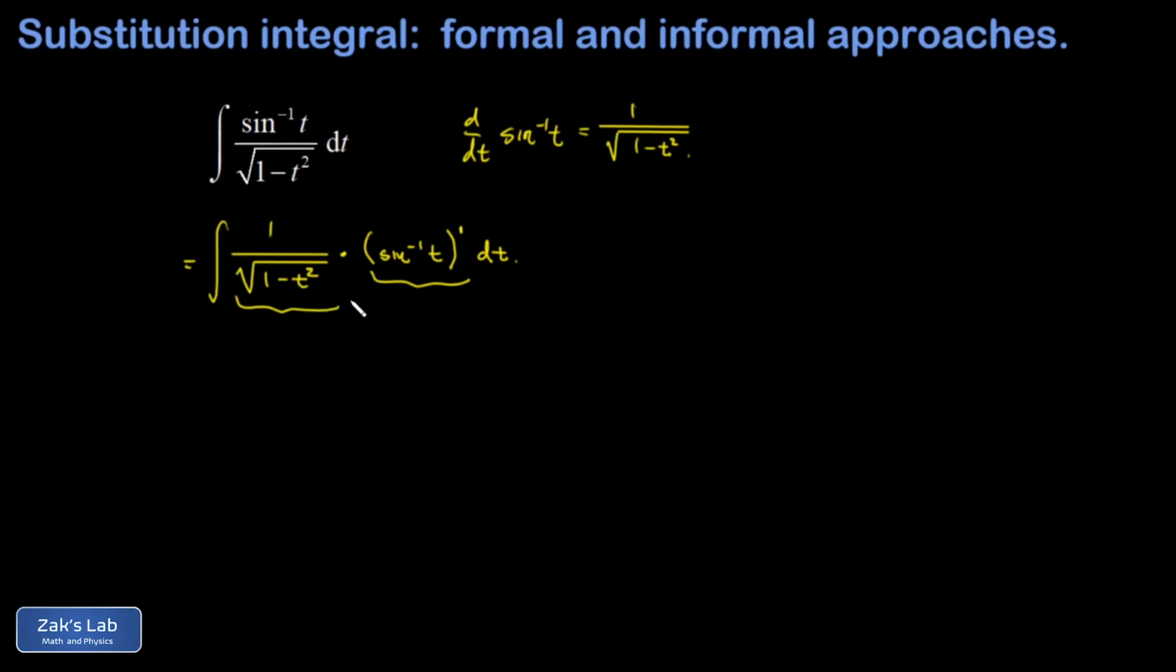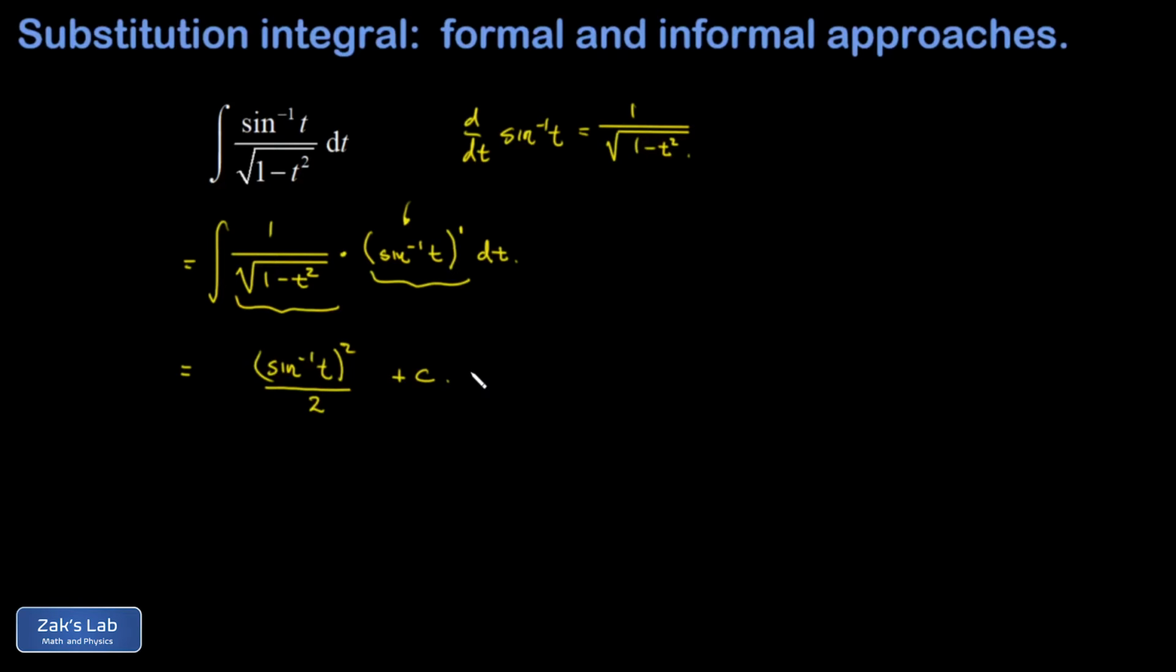So my informal approach is to just say, now I see how the chain rule is working backwards. I add 1 to the exponent of this inverse sine function, and I get inverse sine of t all squared divided by that resulting exponent of 2 plus c, and we're done.